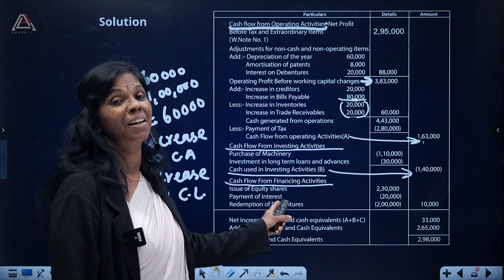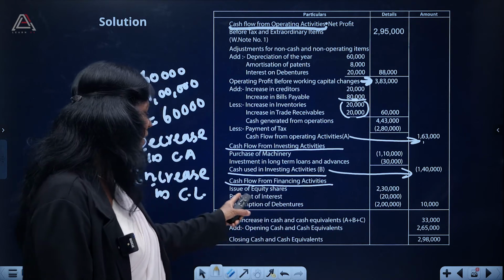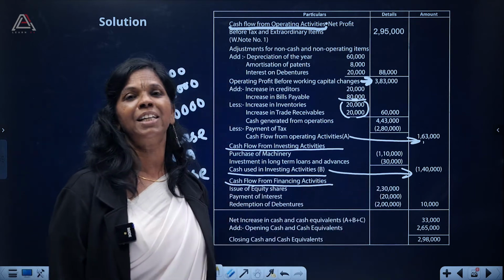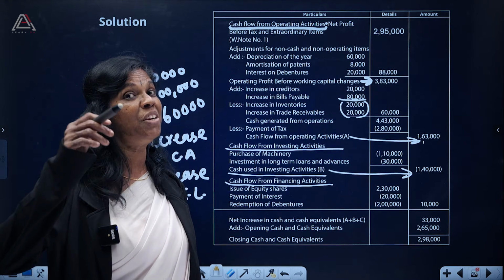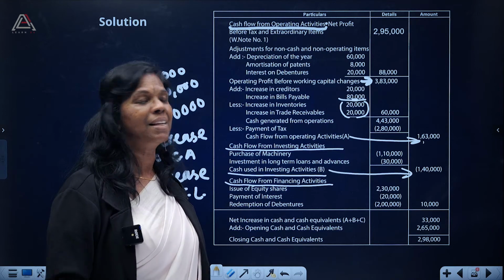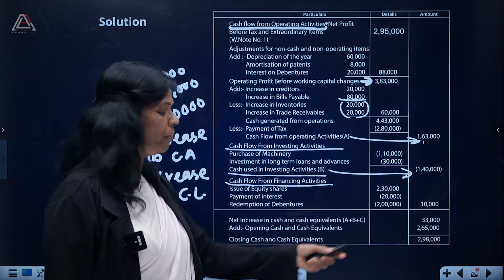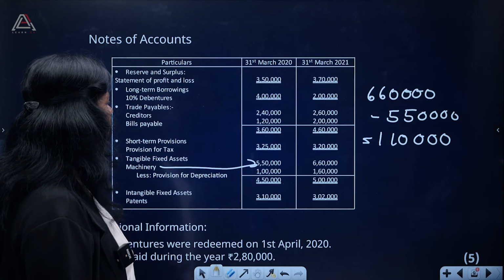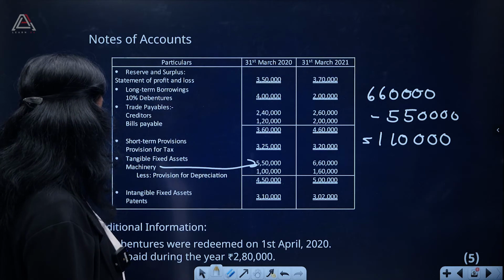Then let me check whether there is issue or redemption. Then issue of equity shares 2,30,000 is there. How to identify this one? Compared to current year, if previous year amount is less, it is treated as issue. See, let us come back to the question.